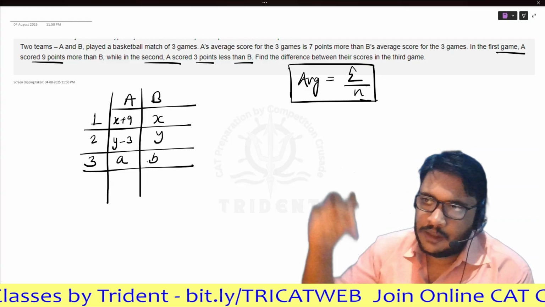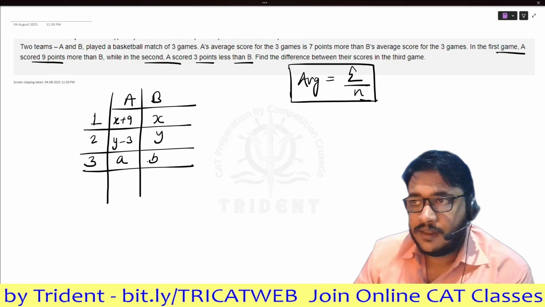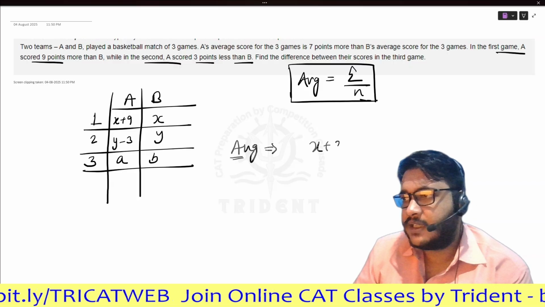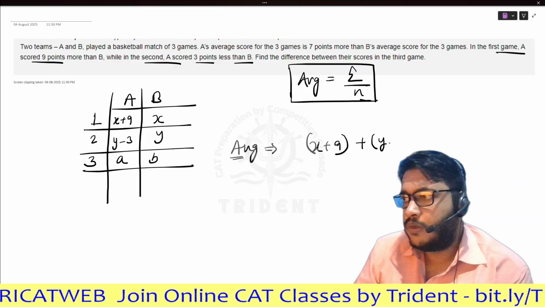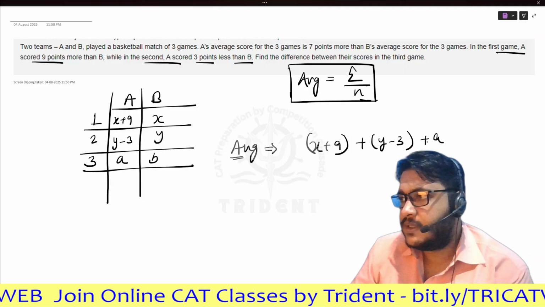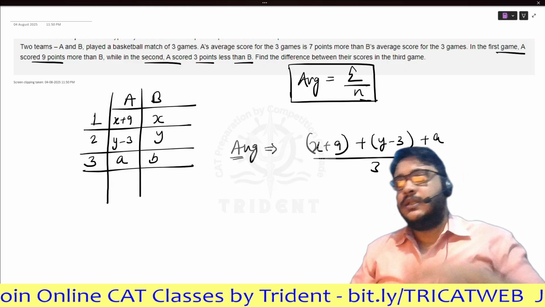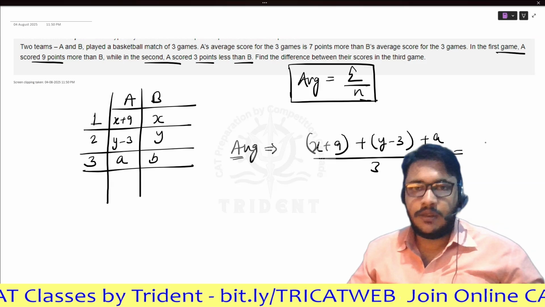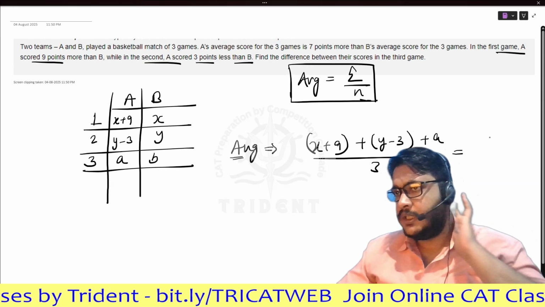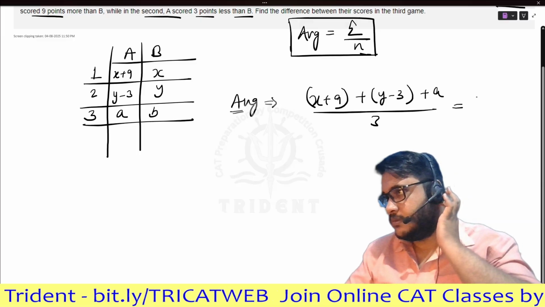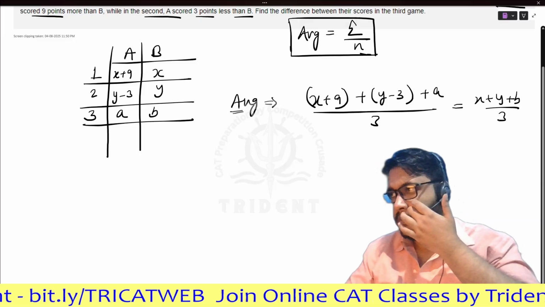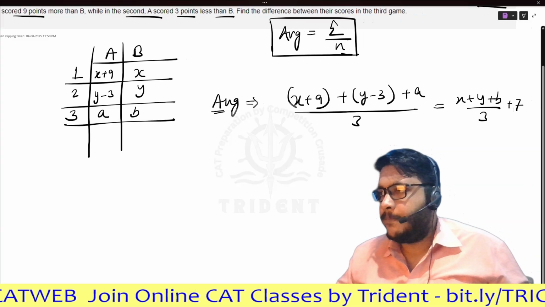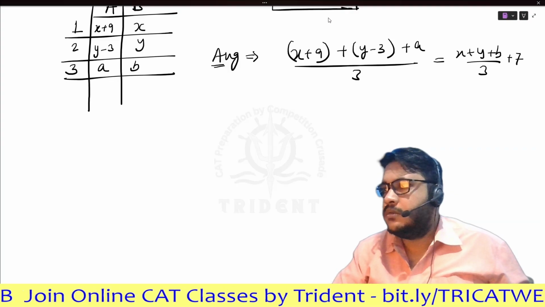Now, what will be the average of A? Obviously, the average of A will be the sum total of all the scores, that is X plus 9 plus Y minus 3 plus A upon 3, that is 7 points more than B. X plus Y plus B by 3 plus 7 more points, right? Hope that makes sense.